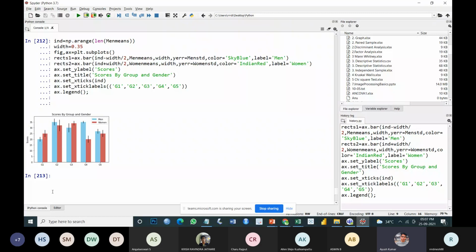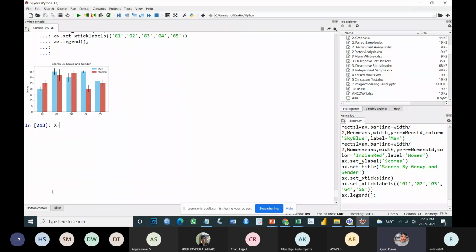Then we go for the area chart. We have the clustered bar graph done. Then we can draw the area chart. An area chart means a distribution drawn area-wise.